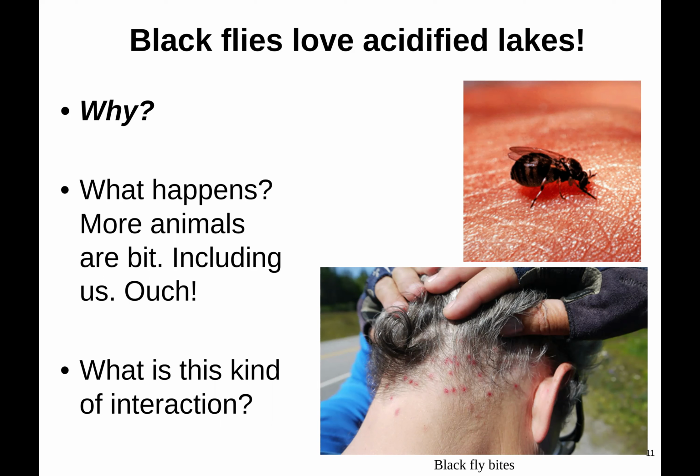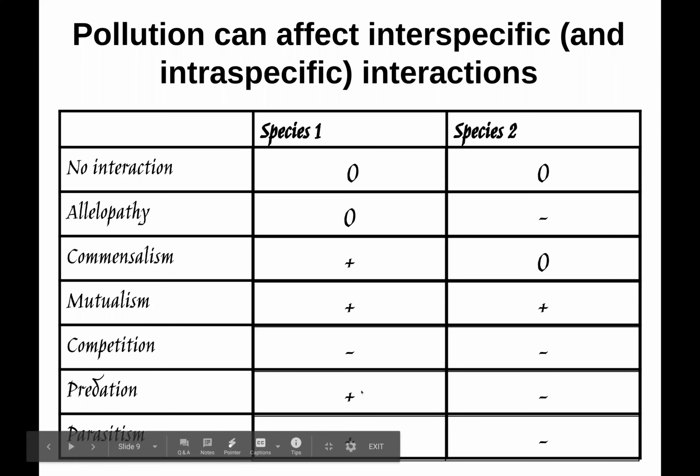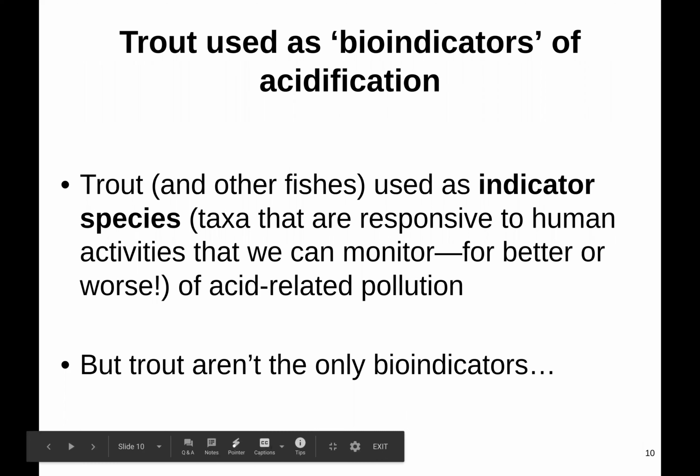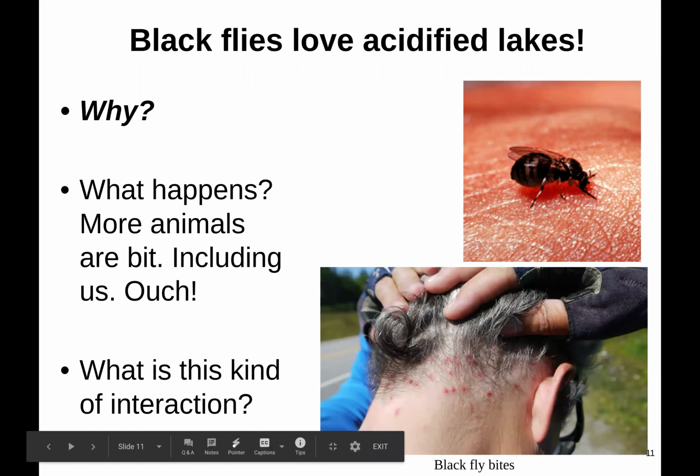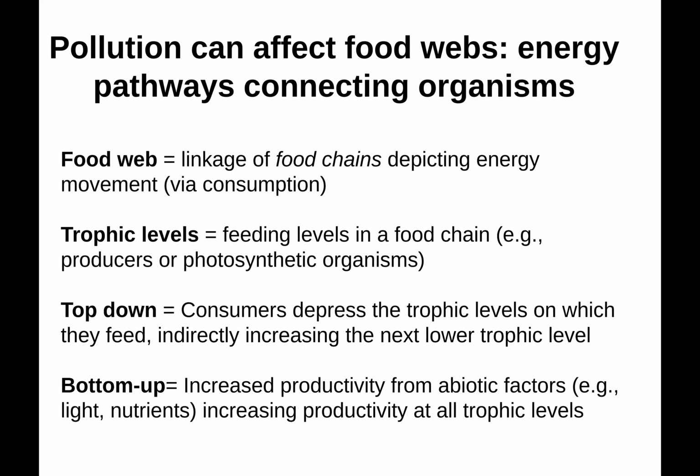And so you can ask yourself, what type of interaction is this? In terms of interactions, it fits on sort of the predation level here. It also kind of fits on its parasitic level. You could sort of argue either way, just as a note. And this is what their fly bites look like. Like I said, they hurt like hell from what I've been told. But as I mentioned, we can use bioindicator species to understand how human-induced things are affecting our ecosystems.